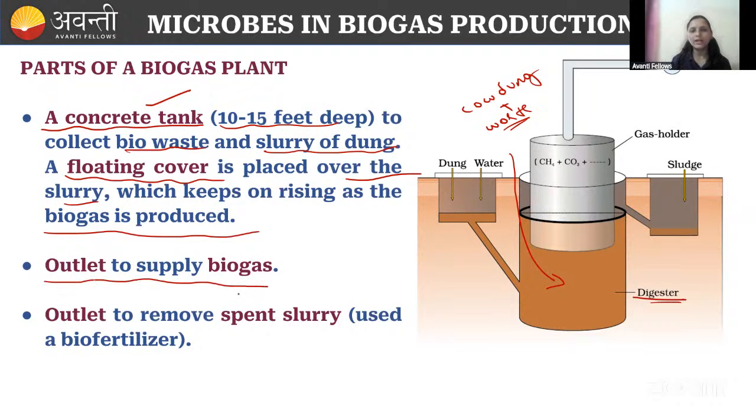Then it has the outlet supply for the biogas. See here, this is the outlet. It has some gas wire, like the gas cylinder wire, right? Then it goes directly to the kitchen. This gas is directly supplied to the kitchen. So now it is utilized for cooking.